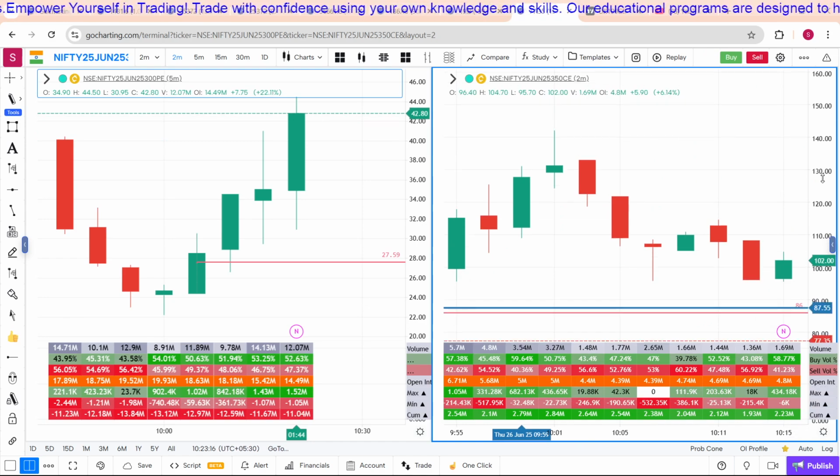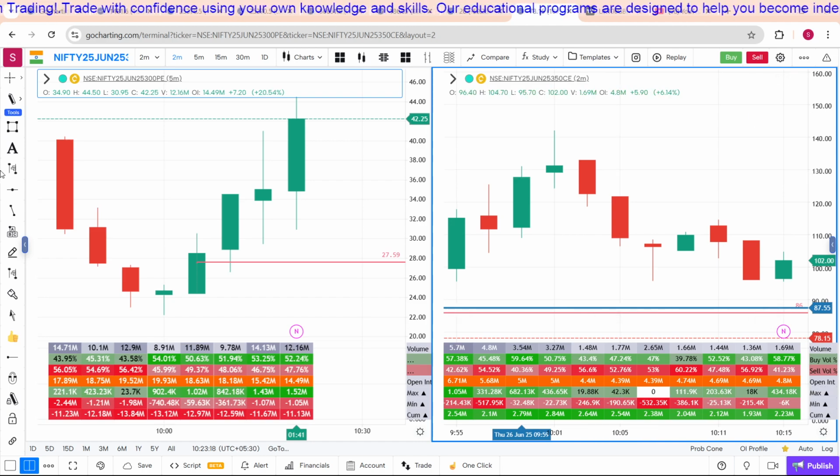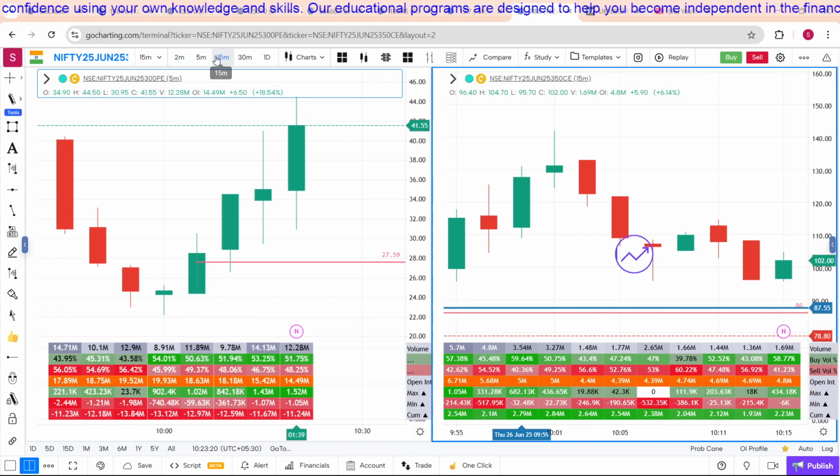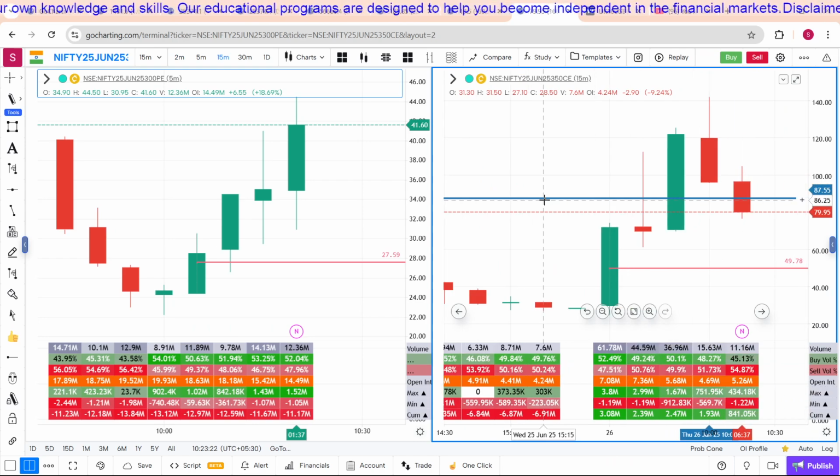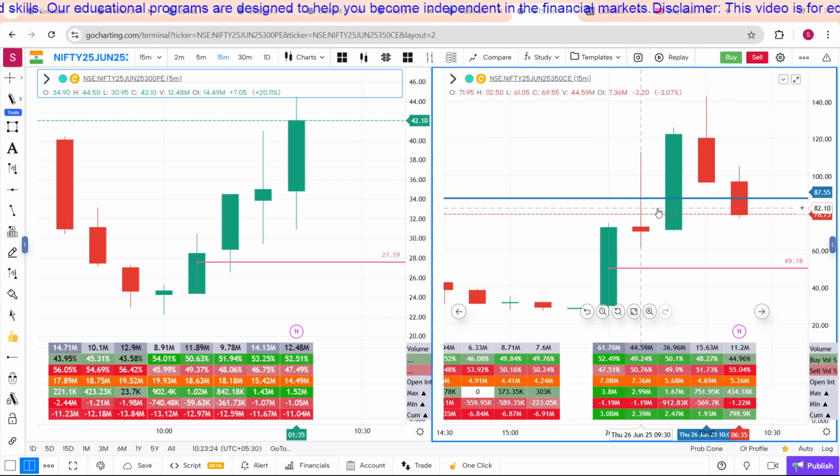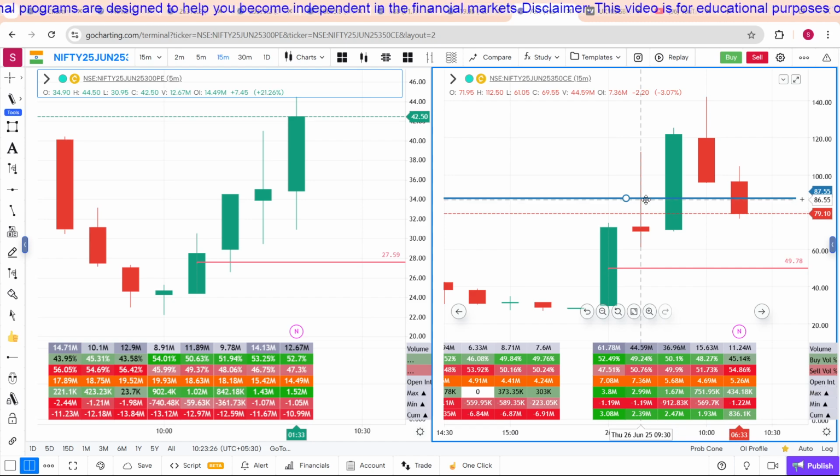See here, you have to change it to 15 minutes once again and see. 15 minutes start, we will study. And you got the support resistance here, no?